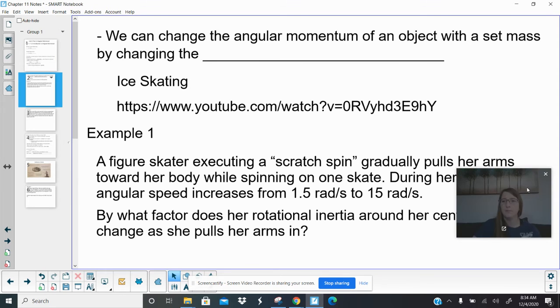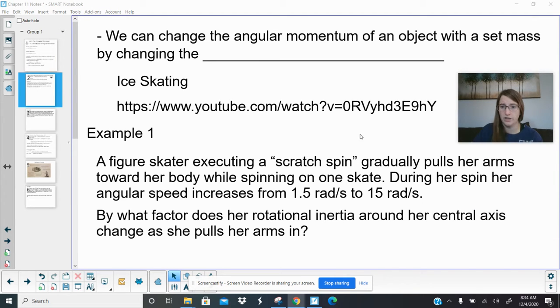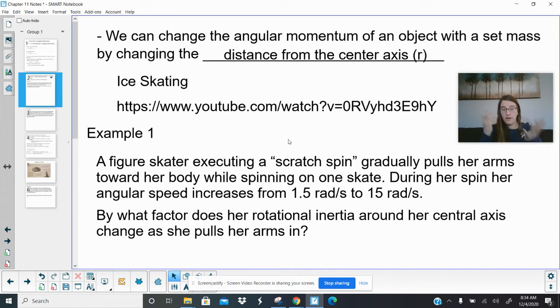So let's talk about an example here of momentum, and again, this conservation of momentum concept. We can change the momentum of a single object with a set mass by changing the distance from the center axis. If we wanted to change the momentum of a single object before, we had to change its velocity, right? Because that mass is set. We could change the mass, we could tack something onto the mass, but here, if we have a set mass, in order to change the momentum, we can change the distance from the center.